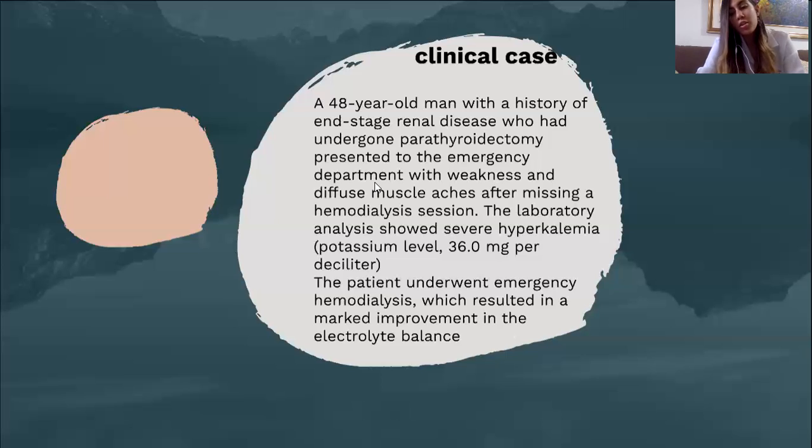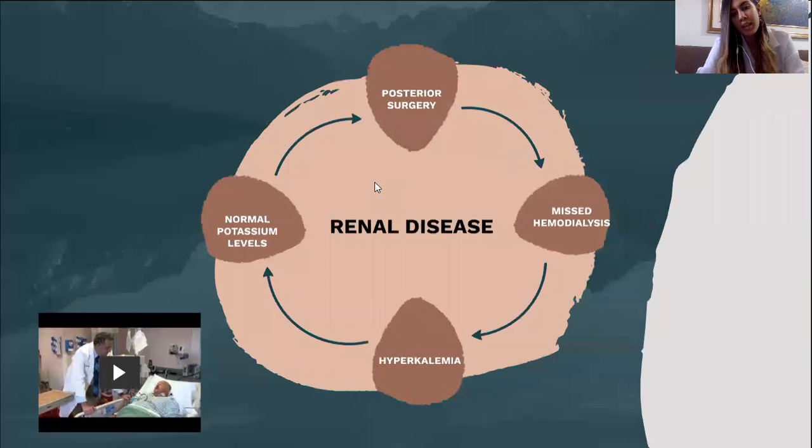The patient underwent emergency hemodialysis, which resulted in a marked improvement in the electrolyte balance. And now we have, the patient had a posterior surgery. Then he missed hemodialysis, which caused him hyperkalemia. But when the emergency hemodialysis was done, the patient presented normal potassium levels.